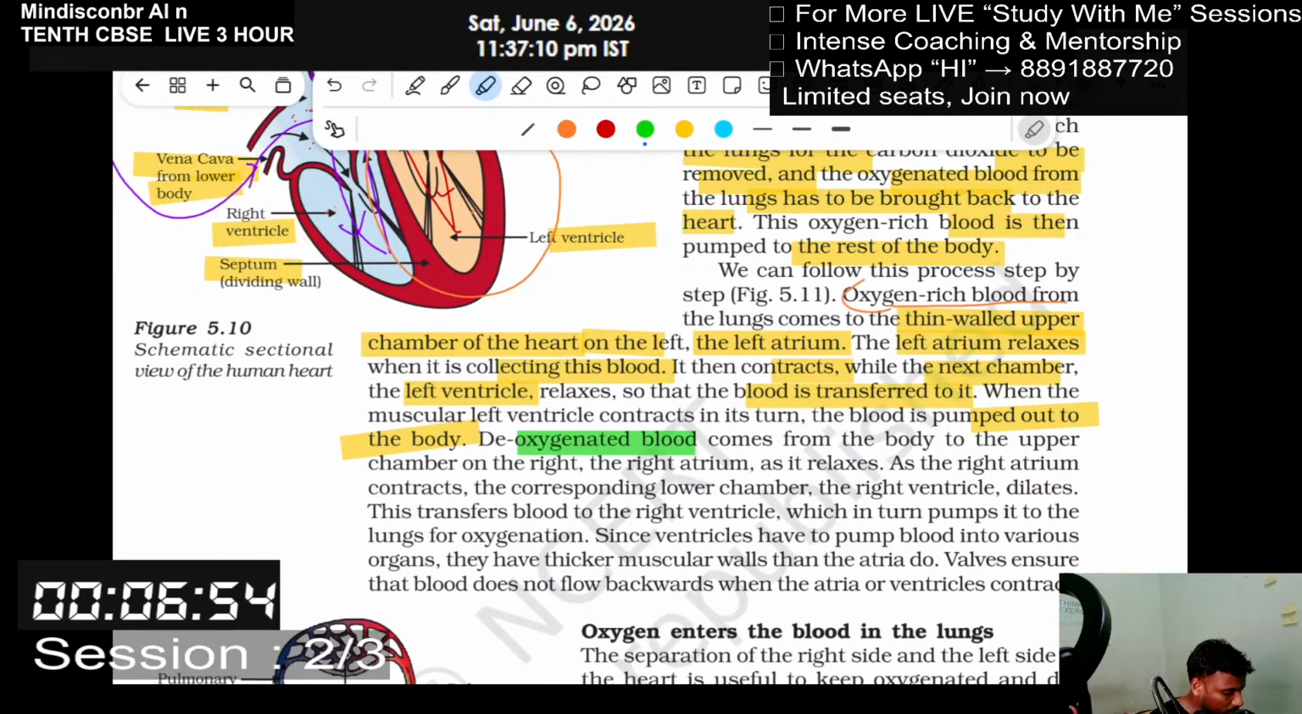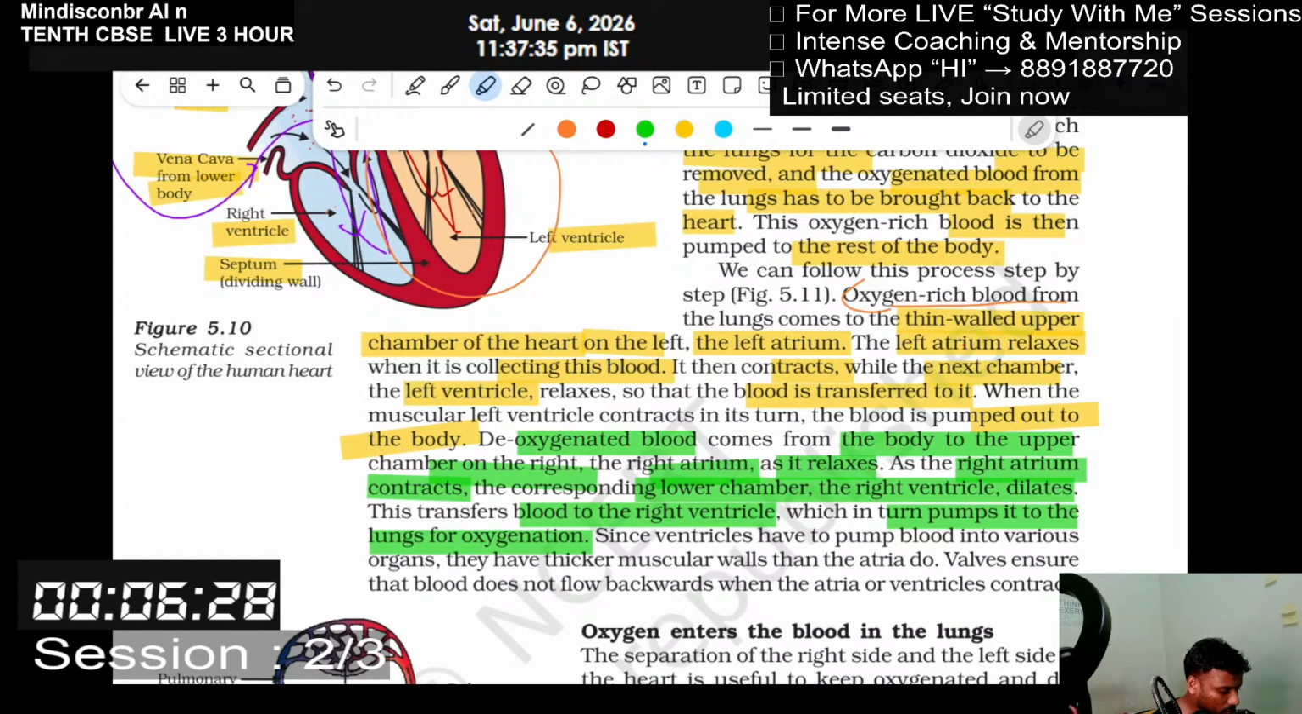Deoxygenated blood comes from the body to the upper chamber, the right atrium, as it relaxes. As the right atrium contracts, the corresponding lower chamber, the right ventricle, dilates or relaxes. Dilates means relax. This transfers blood to the right ventricle, which in turn pumps it to the lungs for oxygenation.